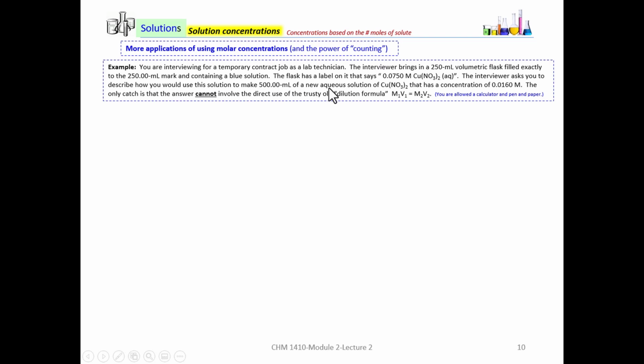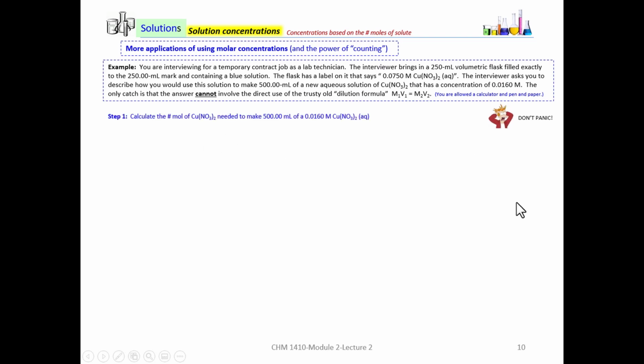The interviewer asks you to describe how you would use this solution to make 500 milliliters of a new aqueous solution of copper nitrate that has a concentration of 0.0160 molar. The only catch here is that you cannot use the trusty old dilution formula, but you are allowed a calculator and a pen and paper.